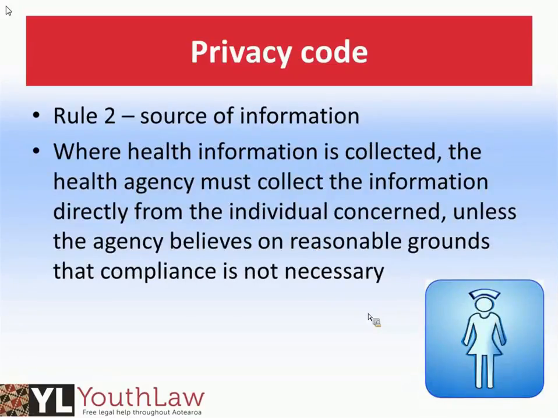Rule 2, the source of information. Where health information is collected, the health agency must collect the information directly from the individual concerned unless the agency believes on reasonable grounds that compliance is not necessary. So, I mean, they'd have to have reasonable grounds to do so, and I think it would be quite a hard sell just to assert that. There'd have to be some objective extraneous evidence which supported their assessment that that was appropriate in the circumstances, probably a relatively high threshold as well.